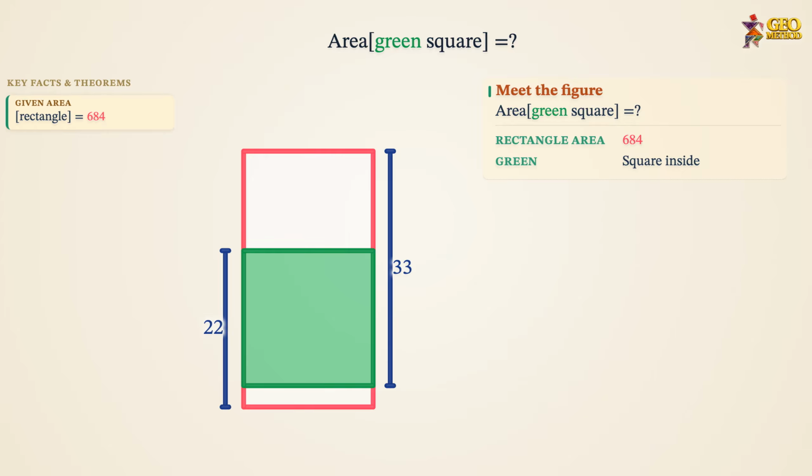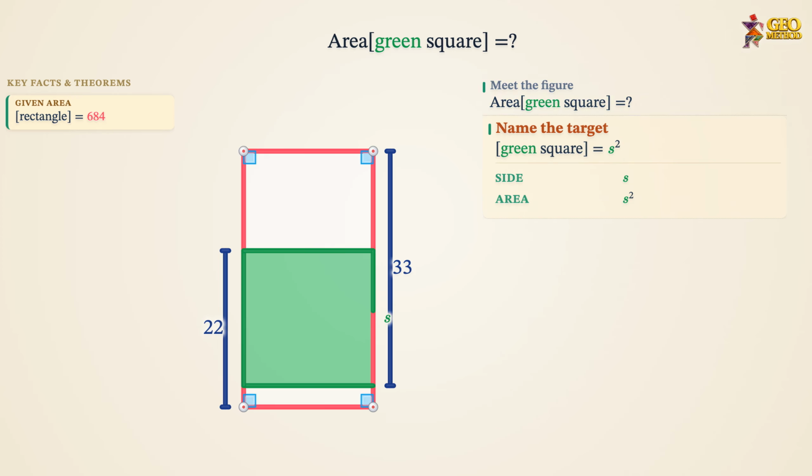A green square sits snugly inside a red rectangle, whose area is 684 square units. Our whole job is to find the area of that green square. Call the side of the green square S. Because a square's area is side times side, its area is S squared. So if we can pin down S, the answer follows at once.